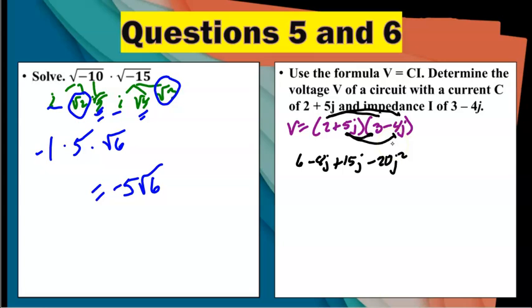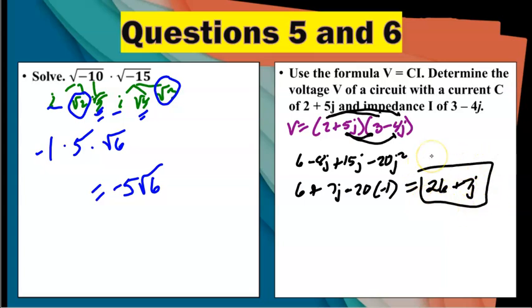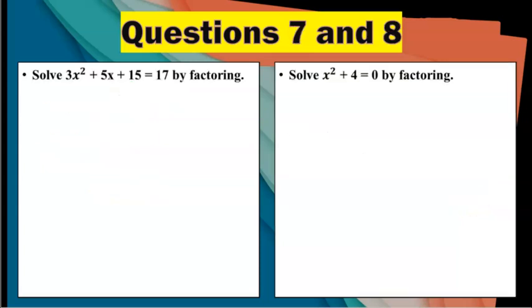Now for here, we're going to treat the j like our i, or our imaginary unit. So if I combine like terms, negative 8 plus 15 will give us 7j. And then we have minus 20, but j squared would give us a negative 1. So really I have this as a plus 20. So my final answer would be 6 plus 20, which is 26, plus 7j. And that would be our answer. And our label for that one would be volts. Question 7.